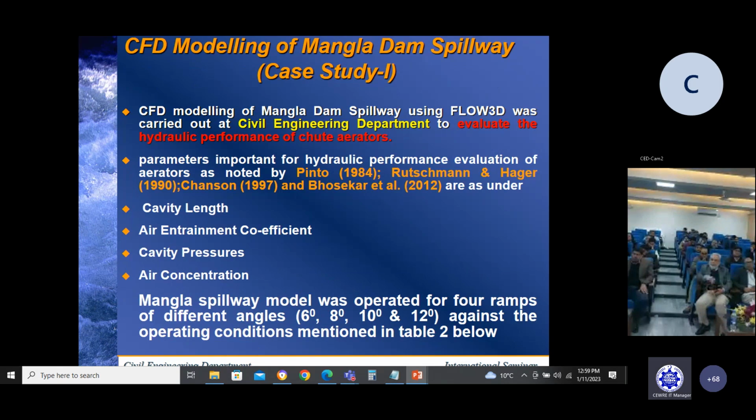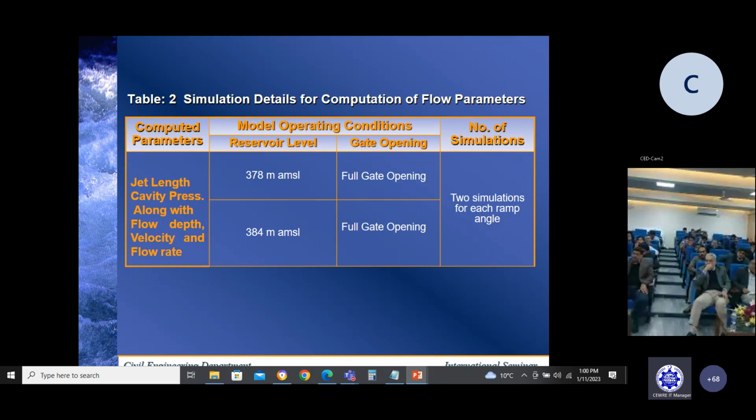So I will present here the two case studies. The first case study is the CFD modeling of Mangla Dam spillway, which was conducted at the Civil CED department here in Lahore. By using this model, we computed the cavity length, air entrainment coefficients, cavity pressures, and the air concentration. This model was operated for four different ramp angles against different operating conditions, as shown in the table below. These are the two reservoir levels against which the model was operated to compute the flow parameters as described earlier.